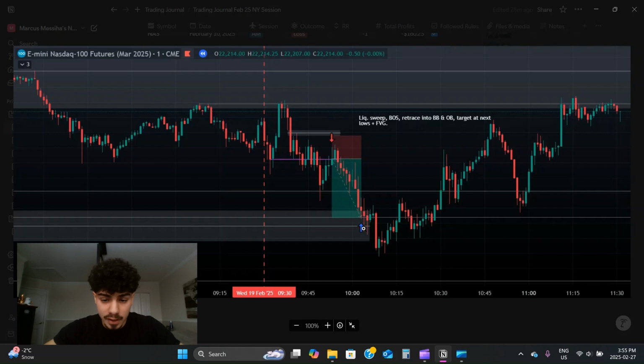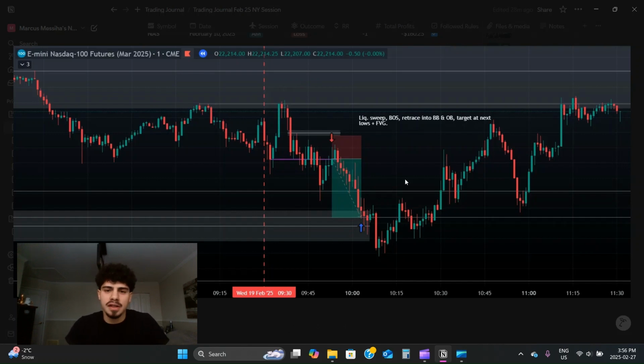You could take it at consequent encroachment here, but TP placement is basically very individual, because a lot of people will take longer TPs with bigger stop losses and stuff like that. So I don't really want to guide you too much, but what I do is basically take the most clear target that's at a reasonable distance.